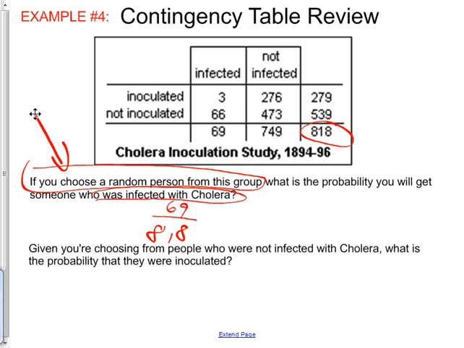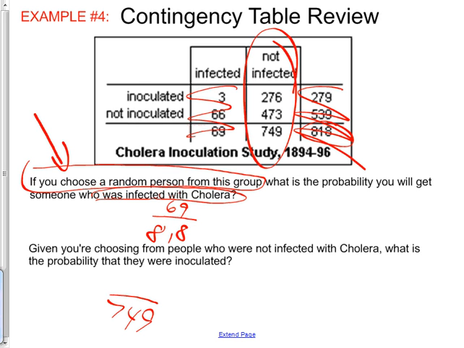If we're only choosing from people who were not infected, that means we're only picking from these. Can't pick these, can't pick these. If you used any of those numbers, you screwed up. It's out of 749 then. And then what do we want? They were inoculated. The very end is usually where you get that. They were inoculated, which would be these guys. So 276. Raise your hand if you had that one right. Okay, good. So that's just a reminder on how to do the contingency tables.